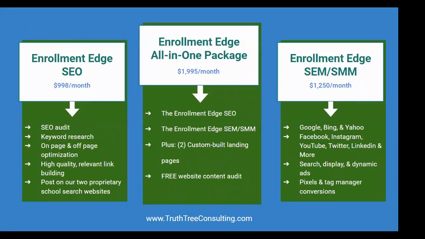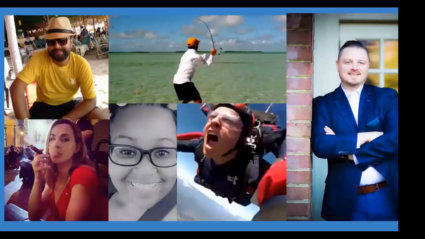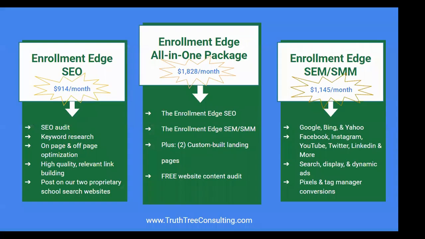So these are our main 3 packages here. We have some sub packages as well. And this slide's going to come up in just a second here. But essentially what you are getting is a team of folks working for you virtually, I'll say 24/7. And last year, our ROI for our school partners was 2,400%. And these are the folks that are going to be doing it on your behalf.